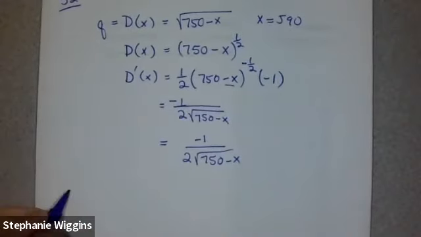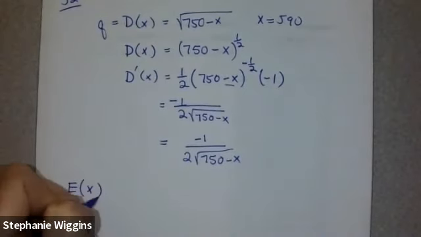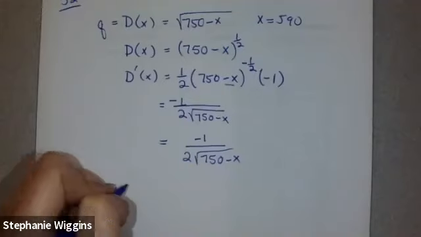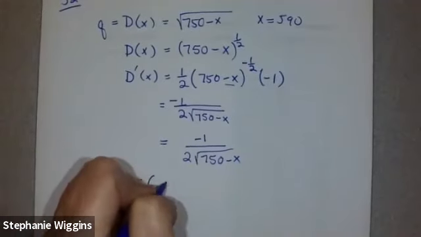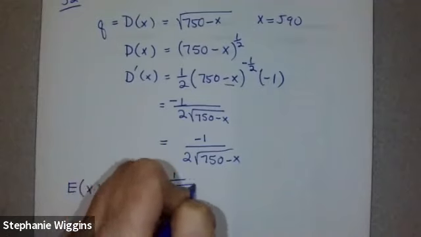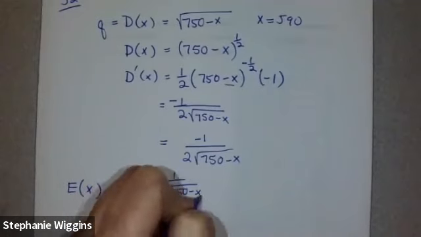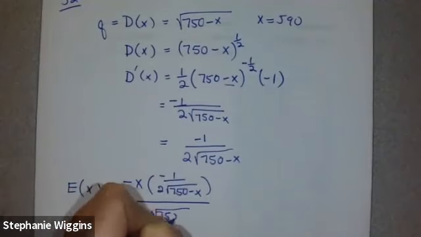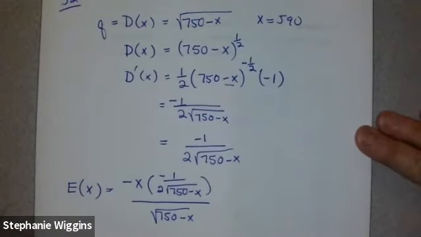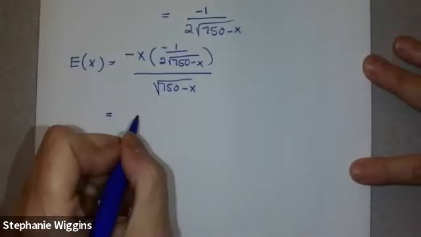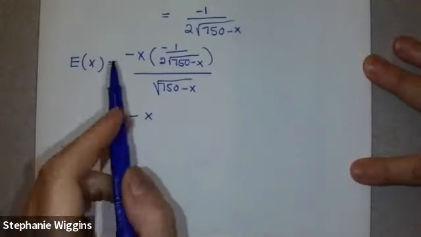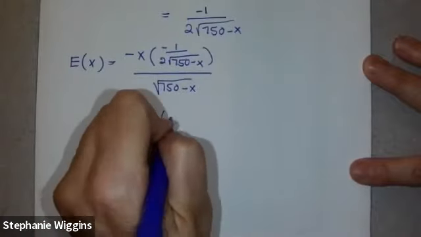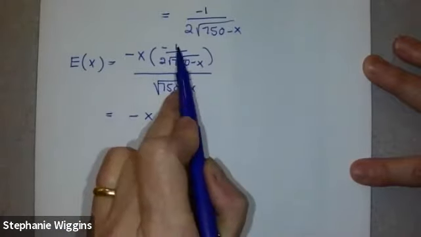So now I can calculate the elasticity function, and that's minus X. Again, I'm going to give you this formula: minus 1 over 2 times the square root of 750 minus X, divided by your demand function, which is the square root of 750 minus X. And to simplify that, it's going to be minus X and then times negative 1/2. That's where the negative 1/2 comes from.